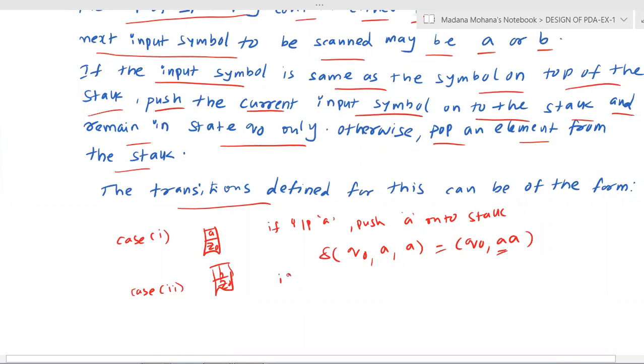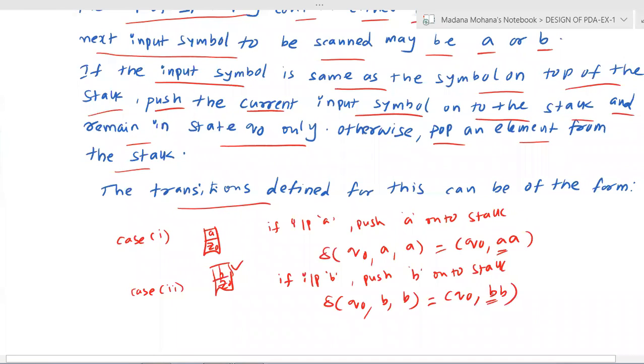Similarly, if input is B, push B onto the stack. That means the stack top already contains B here, the second case, and the input is also B. That means the input is the same as the stack top, so you have to push. For this, the transition is delta of Q naught, input B, stack top B, and without changing state, simply push B onto the stack. Now this symbol B is pushed onto the stack and placed on top of the stack. The earlier, previous symbol remains the same and is moved down the stack.